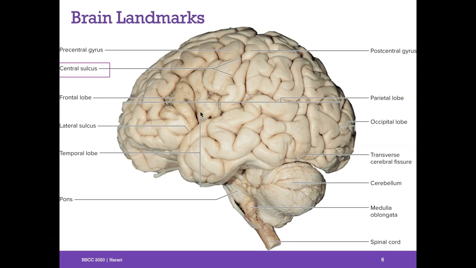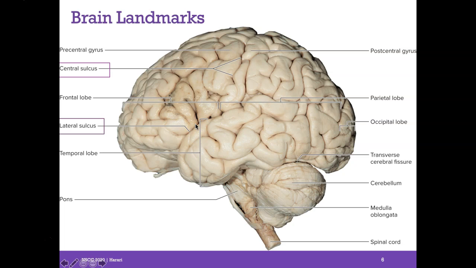The central sulcus. The central sulcus is a very prominent landmark on the brain. So the central sulcus over here, think about what kind of section that would make. If I cut along the central sulcus, think about what kind of section that would make. Right, and you would make a coronal section or a frontal section.